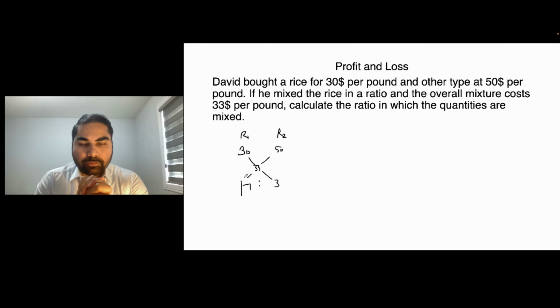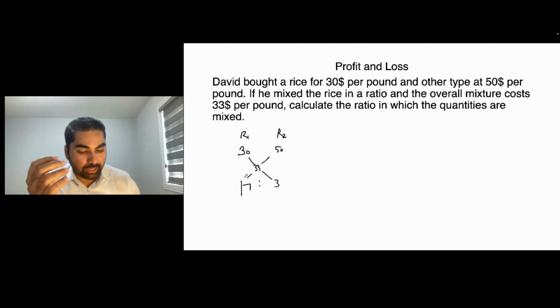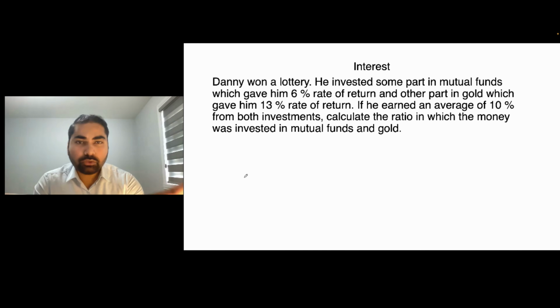That's the answer. So profit and loss, average, it will also apply to interest questions, so basically wherever you've got two things coming up together and mixing together, you're going to apply alligation there.